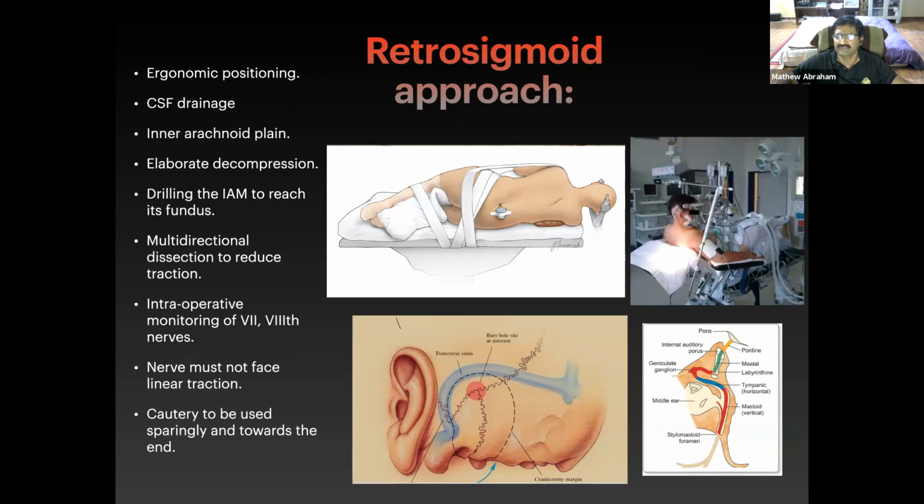If you want to sit and operate, or if you want to avoid hand strain while going for a very prolonged work, you may prefer the park bench, the lateral approach. Or you can go for a sitting approach where gravity drains the blood and sometimes gives you a better field.